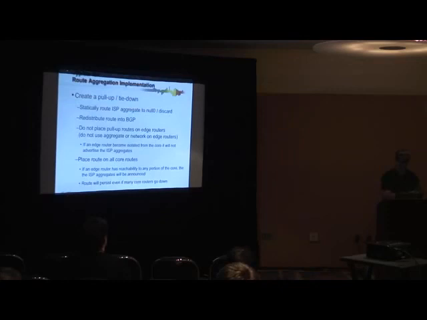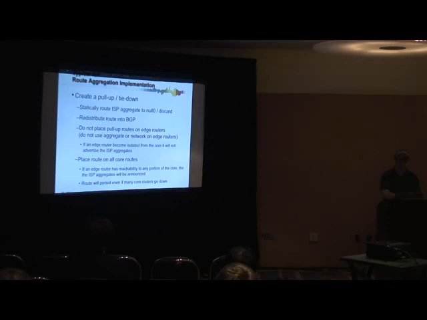So, a typical route aggregation implementation. Generally you create what's called a pull-up or tie-down or pin-up route, and that's a static route for your aggregate, usually pointing to null zero or discard, and you redistribute that into your BGP.